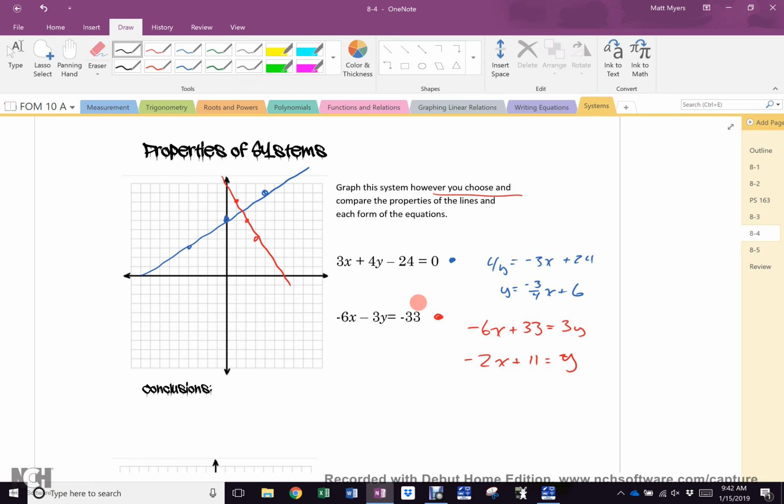Nobody can tell me anything about this system. Karen, they cross, which tells us what about the system? Yeah, what does that tell us about the system? Karen's right, they cross. That tells us something. What does the crossing of two lines give us?